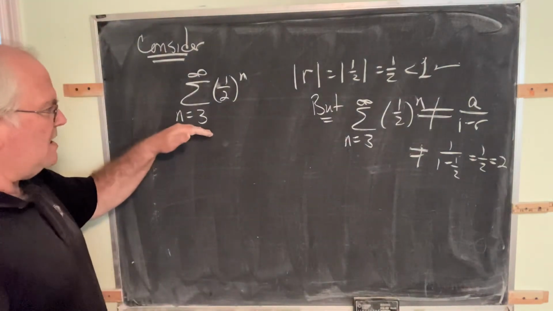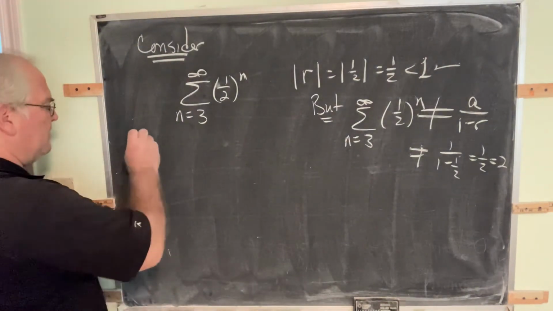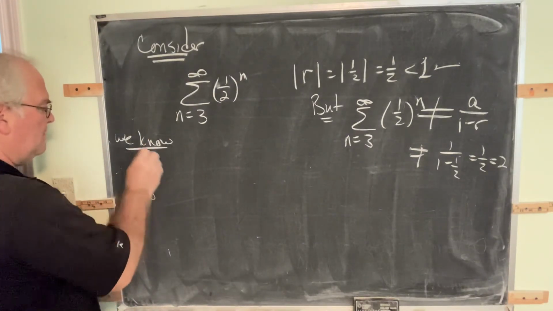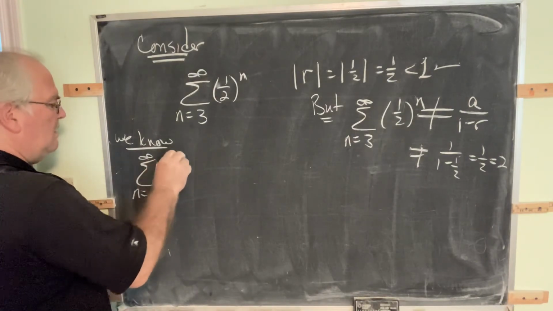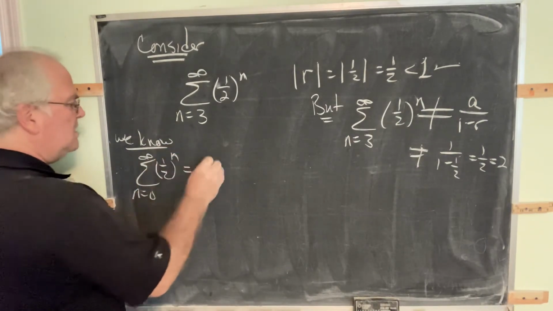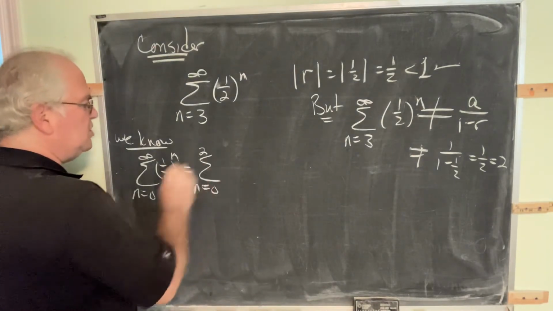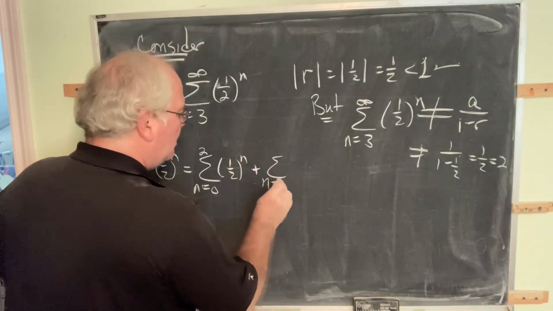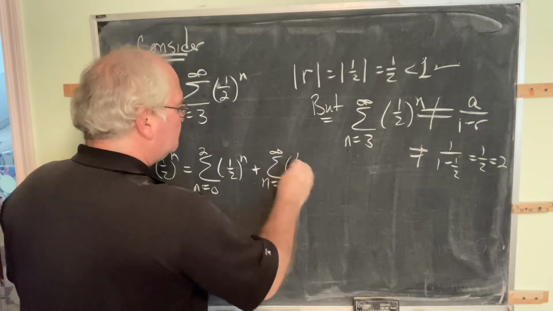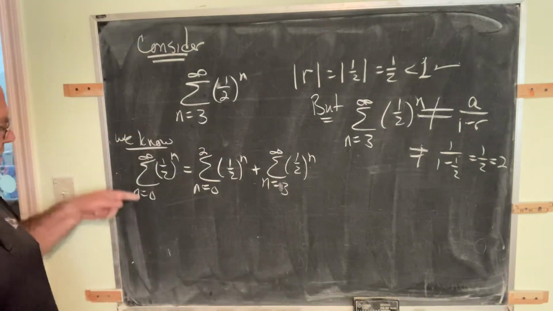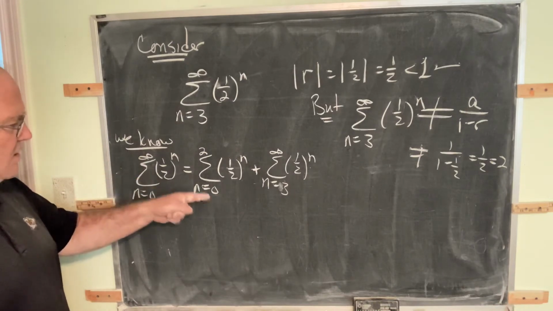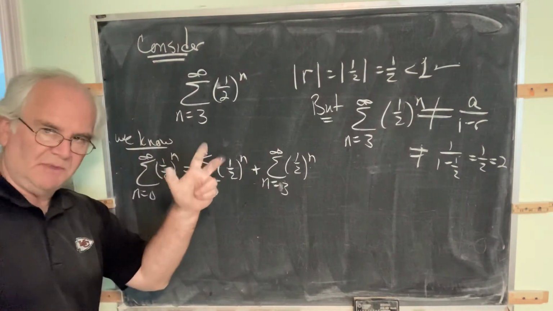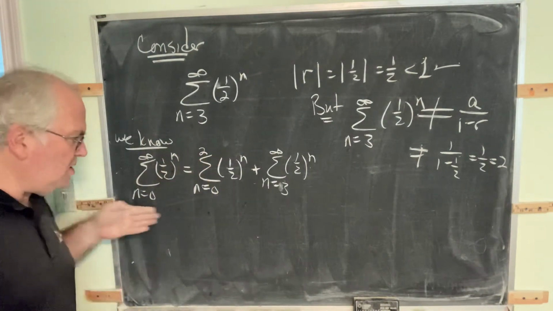So the question is, how do you find the sum? Well, you just break this down. What we do know is this. We know the sum starting at 0 is equal to the sum from 0 to 2 plus the sum from 3 to infinity. This starts at 0, goes up to infinity. This starts at 0, goes up to 2. This picks up at 3 and goes off to infinity. These are the 3 missing terms. So we do know this is true.